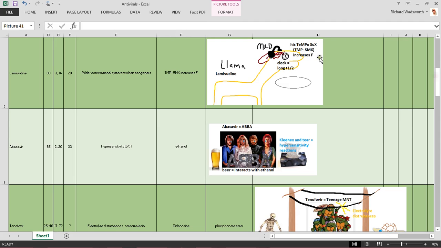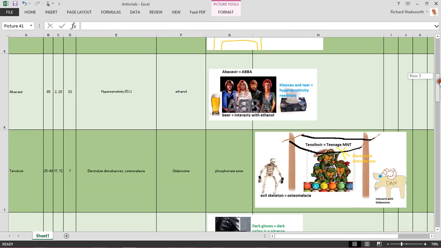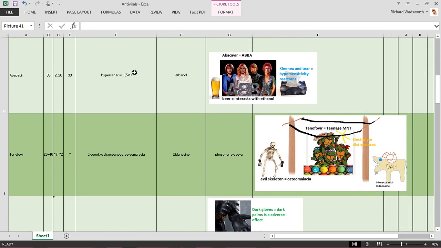I guess the one thing is the TMP-SMX. So I said his tempo sucks. He's wearing a pair of headphones, but his tempo sucks, and he's mild. He's a mild llama. Whatever. That one's kind of lame. Okay. Next one, Abacavir.